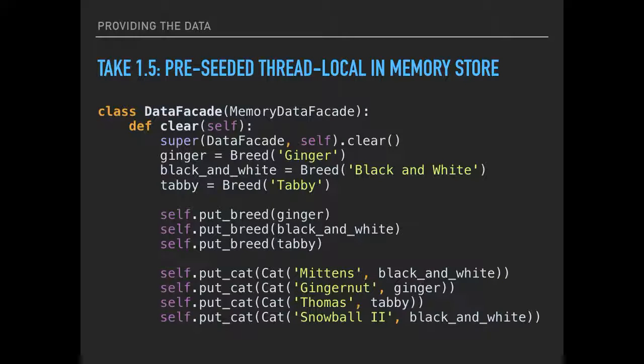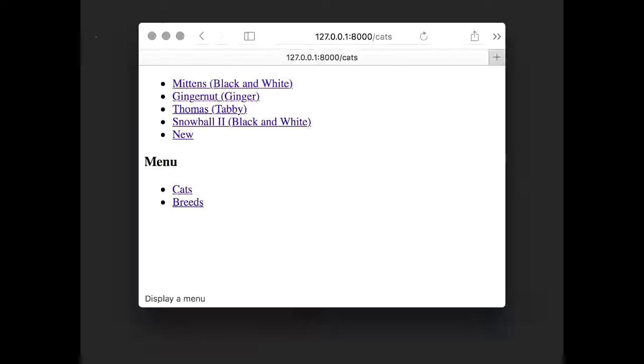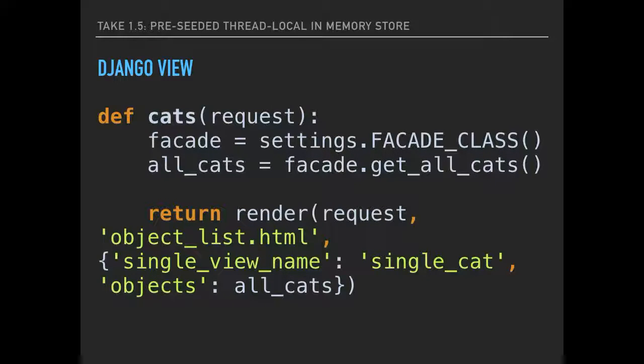And that's simple. I just subclass my memory facade, and in the clear method, I'm inserting a bunch of breeds and cats. And then when I look at my view, I get my pre-populated list of cats there. So how do I use this new data facade in my view? Well, the view code doesn't change. I'm just changing, in the background, what facade is getting loaded.